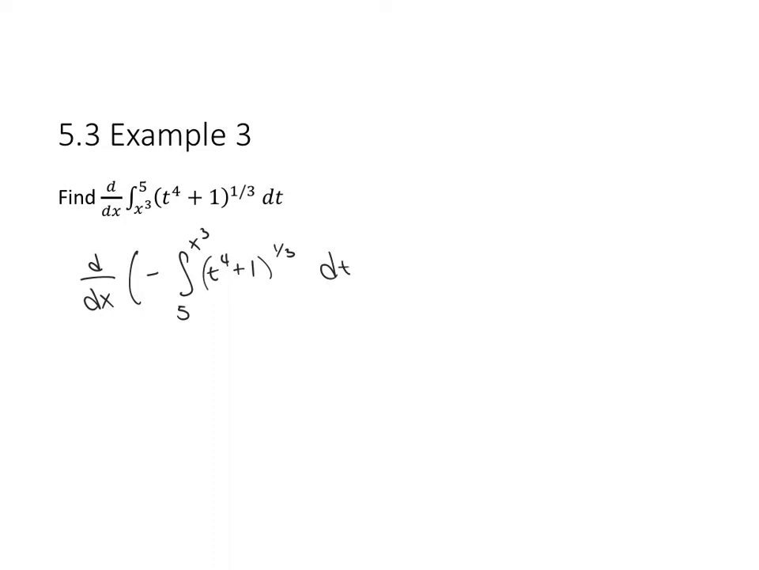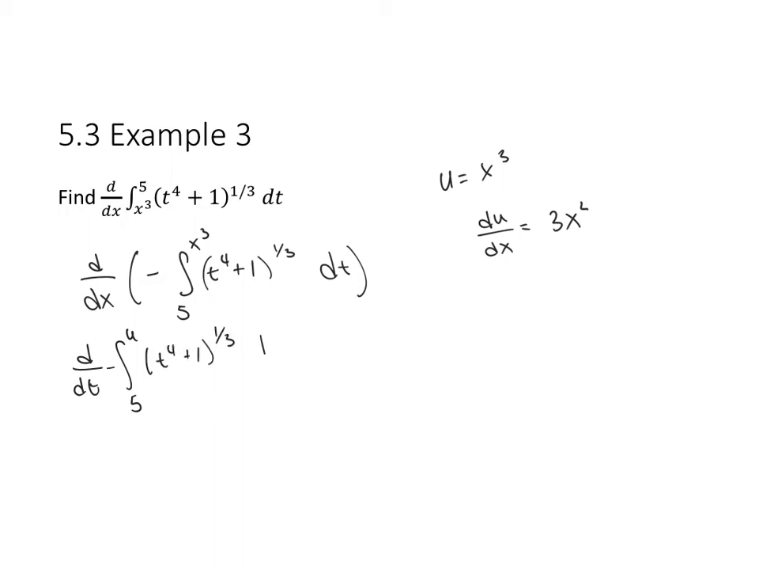Now I'm going to have to use my u substitution. So let's let my u be x cubed, and then my du dx is 3x squared. So now I have d du, the negative integral from 5 to u of t to the 4th plus 1 to the 1/3 dt. And this whole thing is going to be times du dx to take care of that chain rule part.